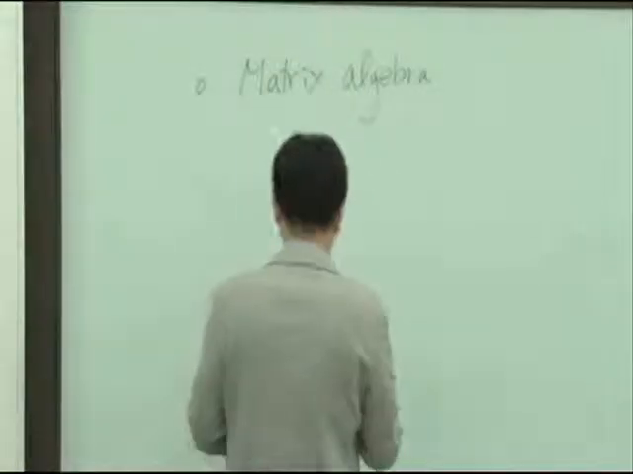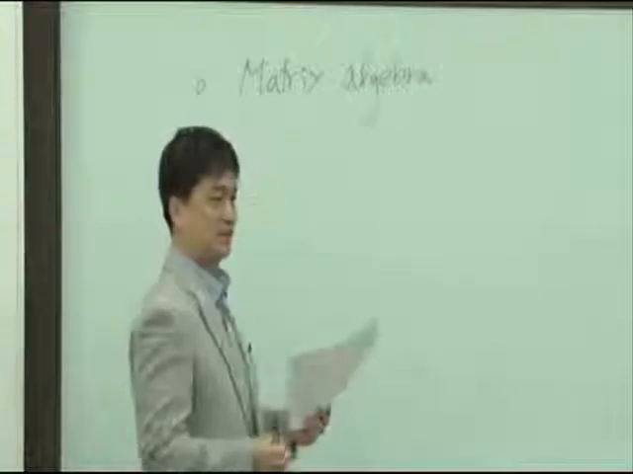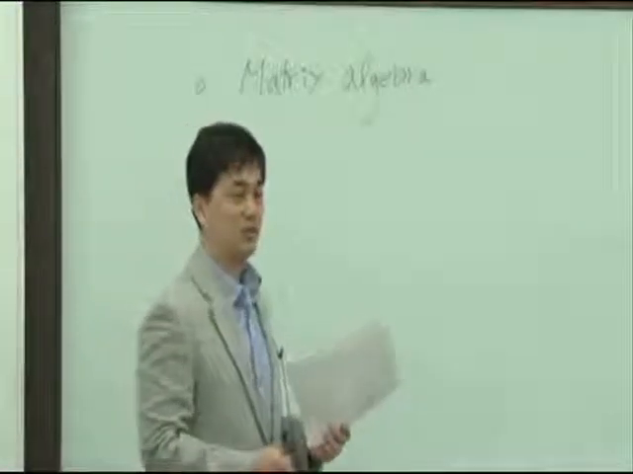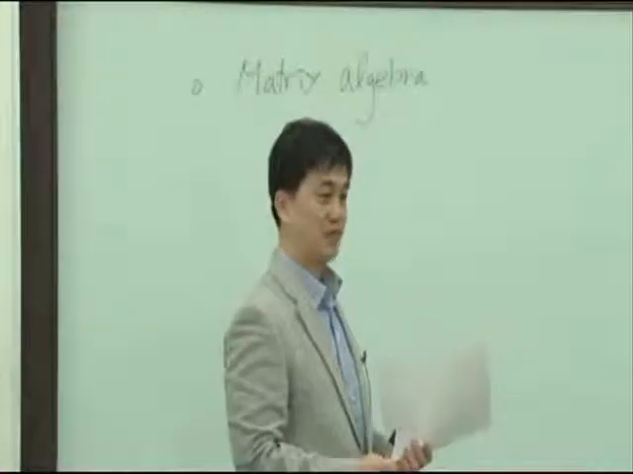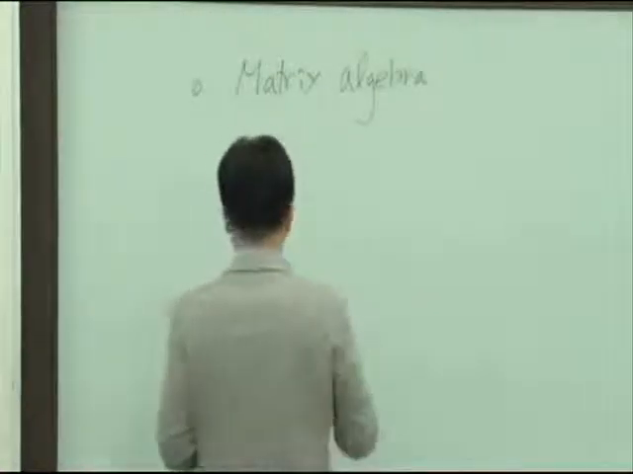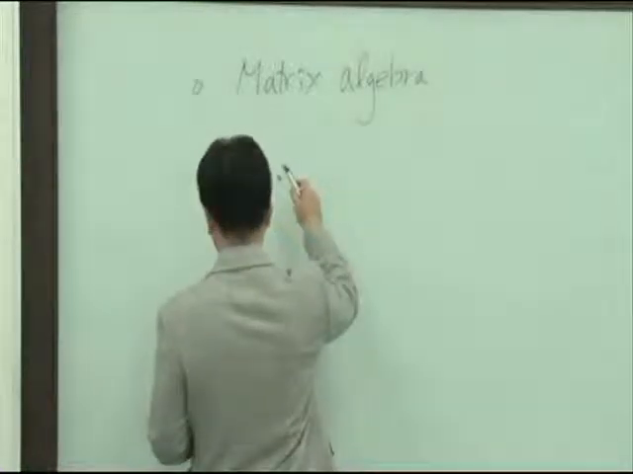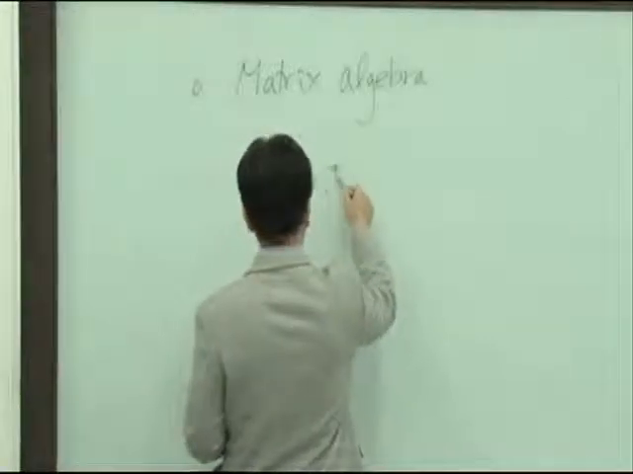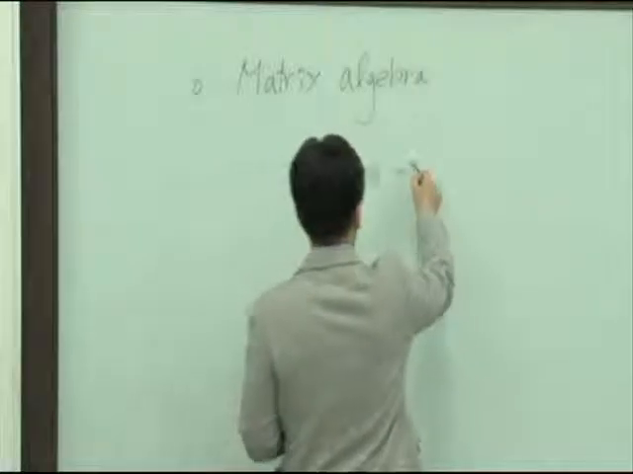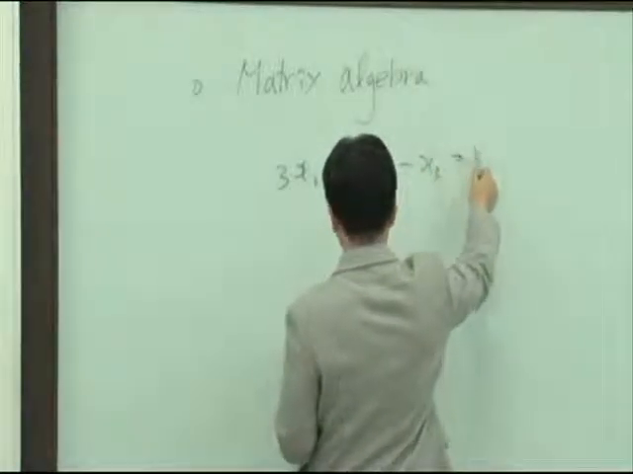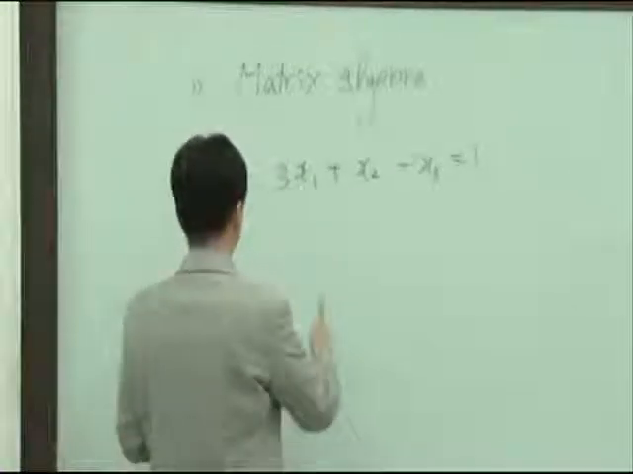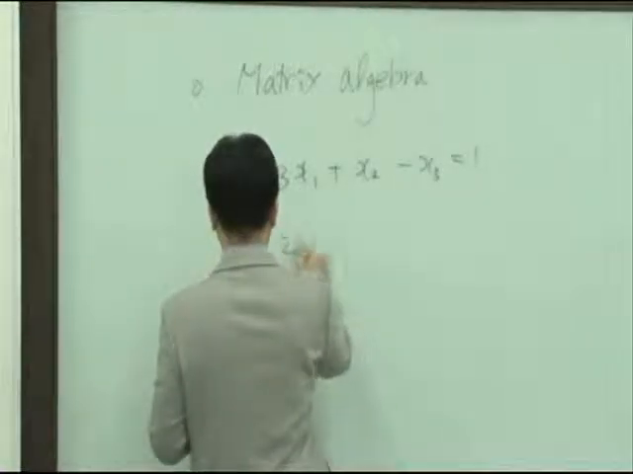Nobody answer. Okay, so usually in mechanics, we have a lot of linear systems, right? Then so many linear equations, it looks like that. We have three unknowns, x1, x2, x3. And we have three equations.